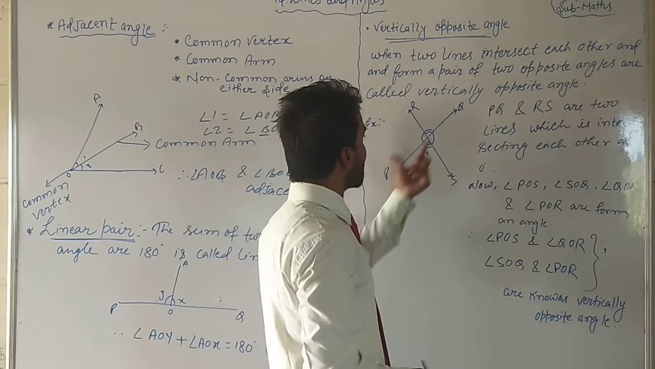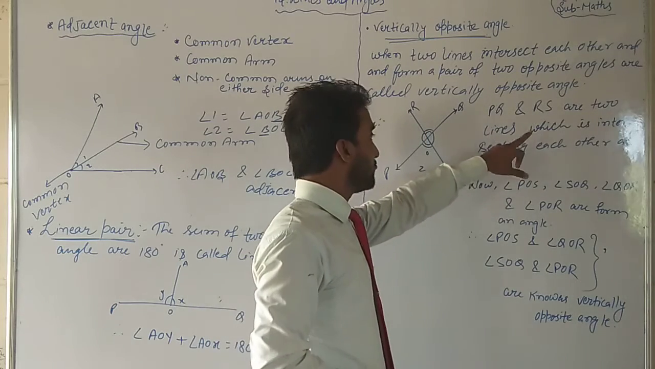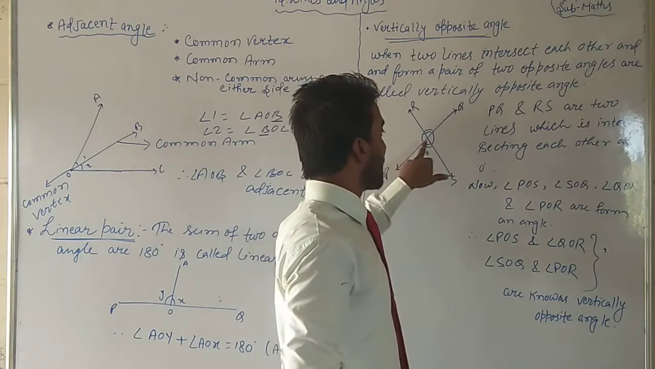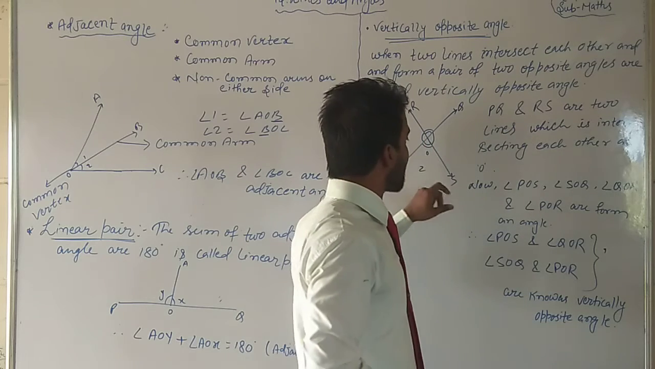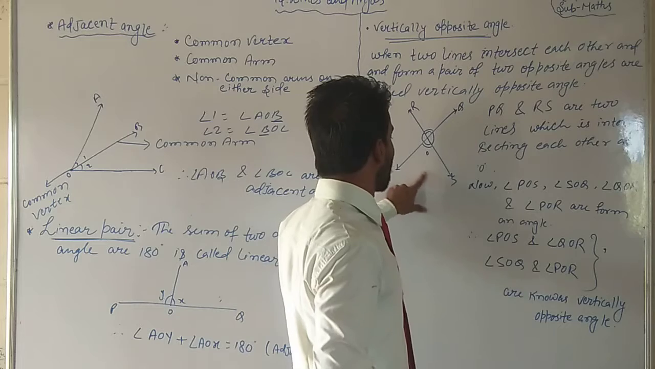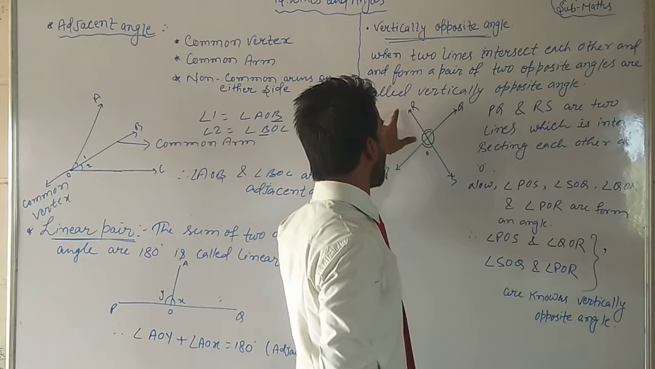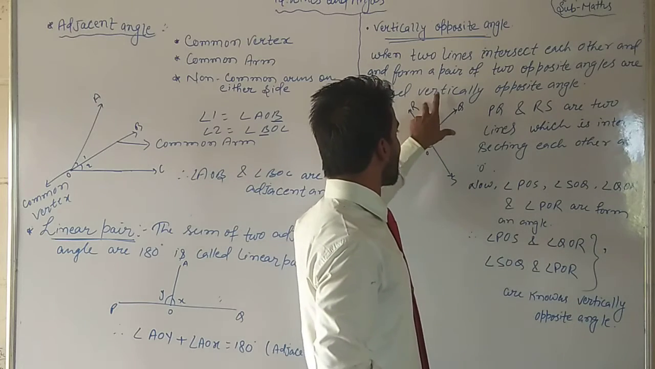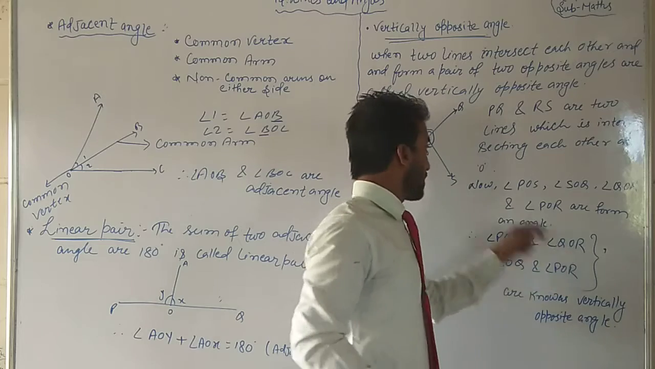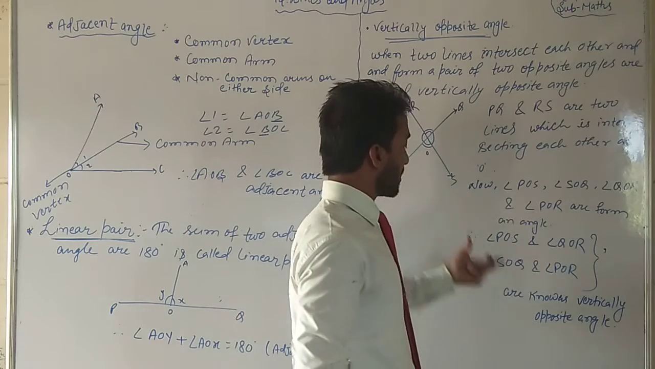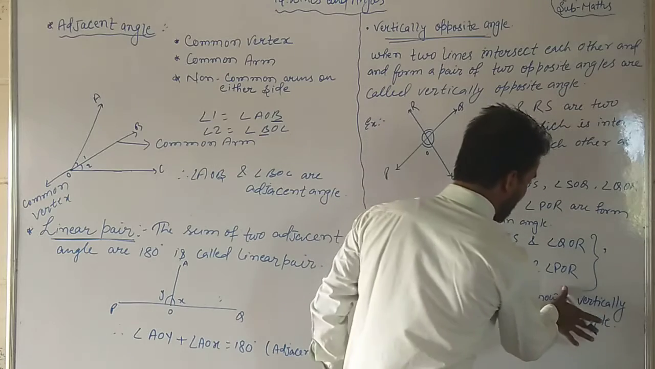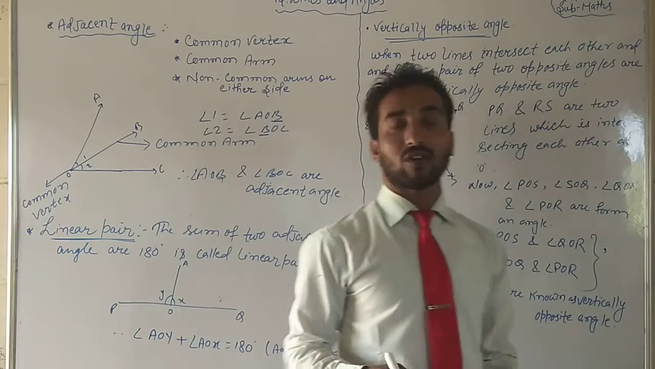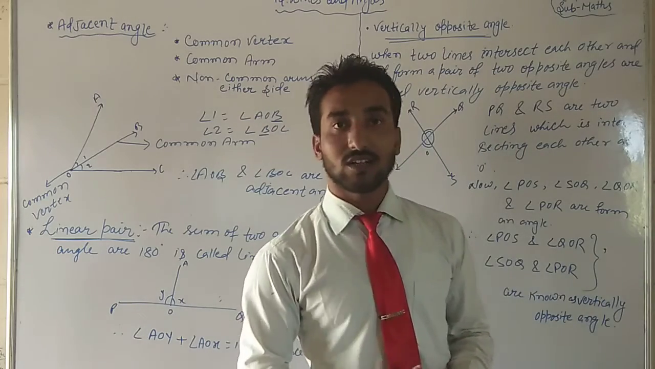So students, we can say that PQ and RS are two lines which intersect each other at O, and at O both are intersecting and forming angles. Which angles? Angle POS, SOQ, QOR, and POR. Angle POS and angle QOR, and angle SOQ and angle POR, are known as vertically opposite angles.